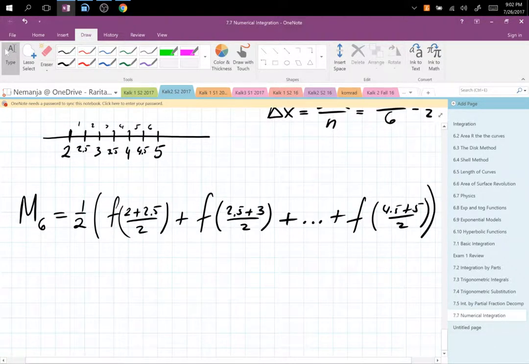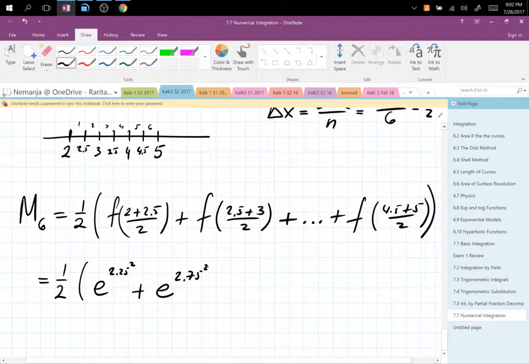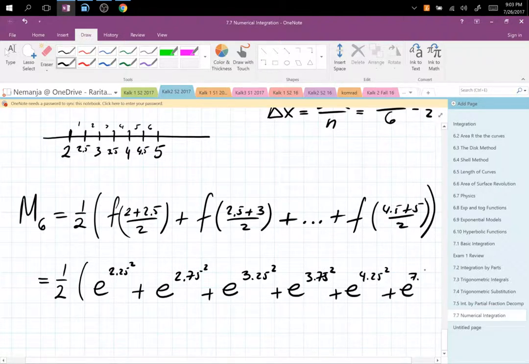So now, the next one is 1/2. We have to plug in the function. Each one of these computes to a number. 2 plus 2.5 is 4.5. Half of that is 2.25. So we have e to the 2.25 squared plus e to the 2.75 squared plus e to the 3.25 squared plus e to the 3.75 squared plus e to the 4.25 squared plus e to the 4.75 squared.